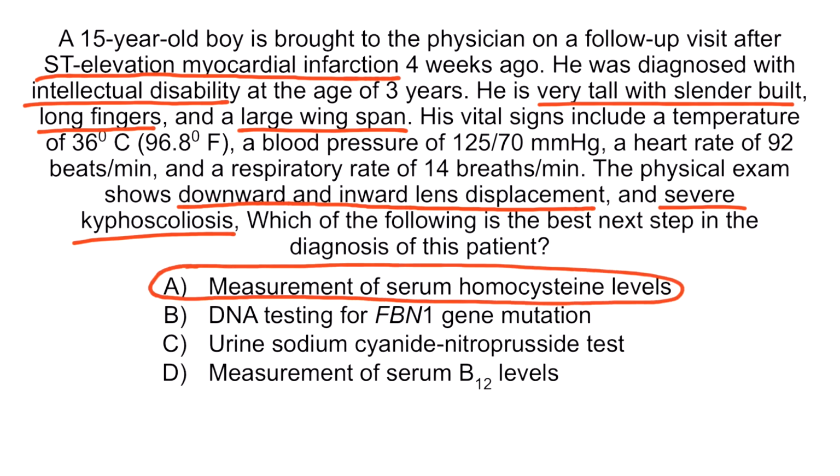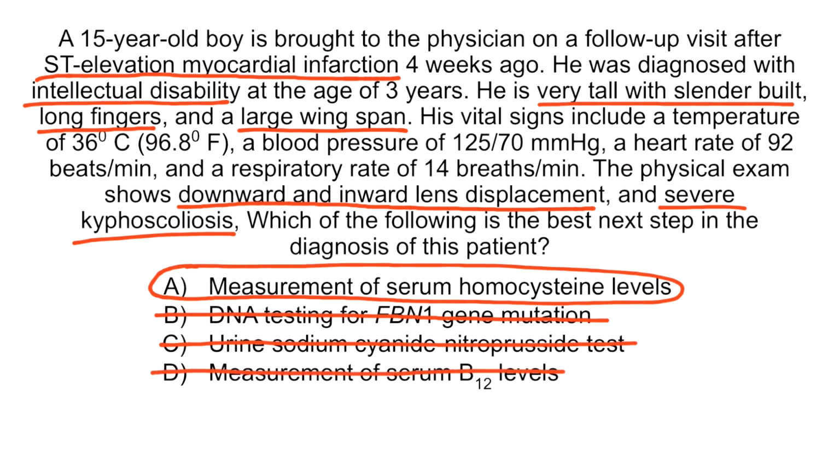Let's discuss why other options are incorrect. Option B is incorrect because DNA testing for FBN1 gene mutation is used to diagnose Marfan syndrome rather than homocystinuria. Although these two conditions are similar, Marfan syndrome is not characterized by intellectual disability and myocardial infarction. Option C is incorrect because urine sodium cyanide nitroprusside test is used to diagnose cystinuria rather than homocystinuria.